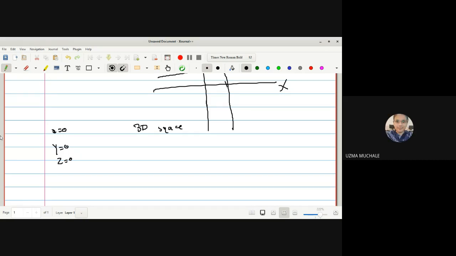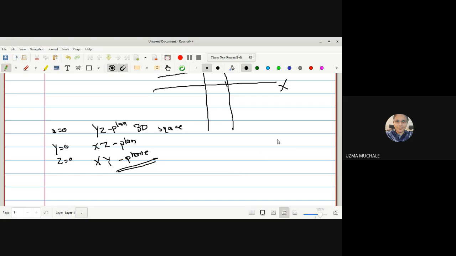YZ plane, ma'am. YZ plane. Okay, which means that it is a YZ plane. Correct. Okay. Y equal to 0 means it will be XZ plane. Next, Z equal to 0 means what? It is XY plane. Correct? Yes. Okay.